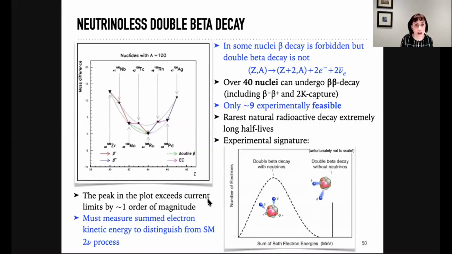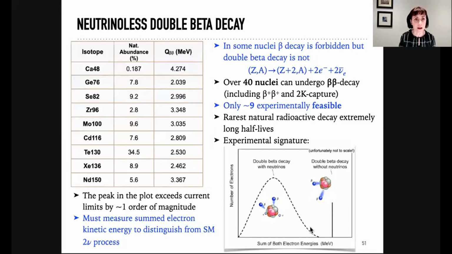And how do you do that? You need to look at nuclei that undergo double beta decays. So they undergo one beta decay after the other, and this is the visual plot for the nuclides. In this case, when you look at the final state electrons, instead of observing something very smooth, you will see this peak, the double beta decay peak. And there are several nuclei that can undergo double beta decays.